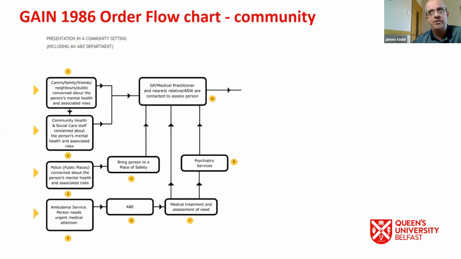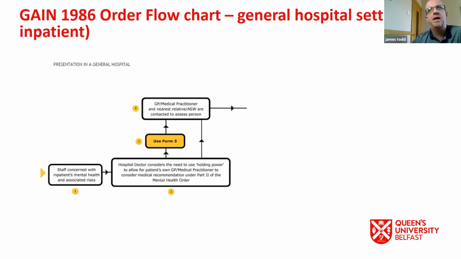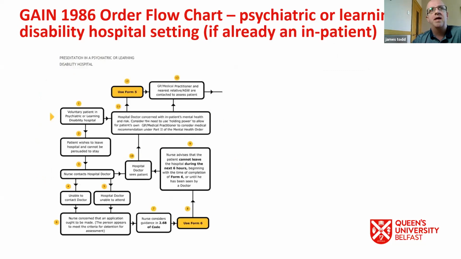Loads of people like flowcharts. So Gavin's provided us here with different flowcharts from the GAIN thing. Again, they're available online, but that's the one for the community setting. That's if the person's already in a general hospital setting, but not the emergency department, because that would be the previous slide. If the person's already in a psychiatric or learning disability hospital, that's the flow that would happen there.